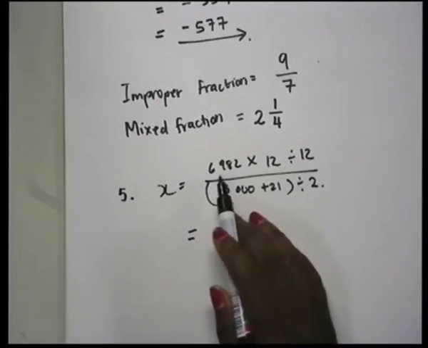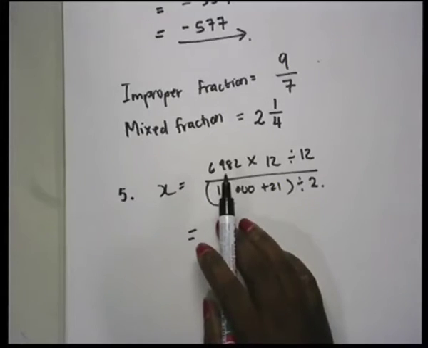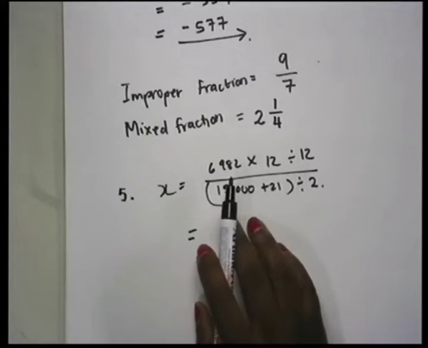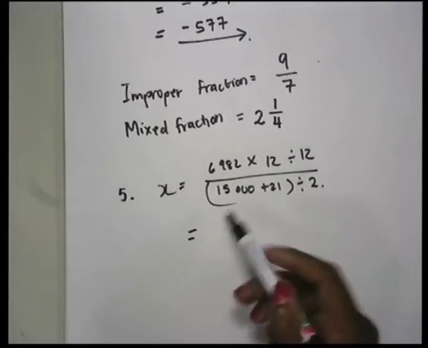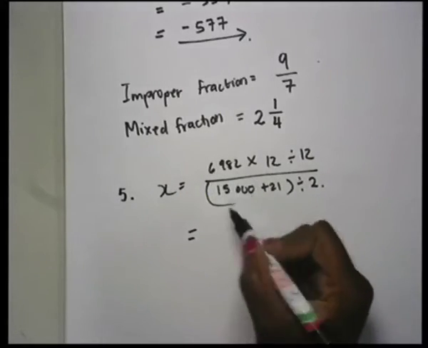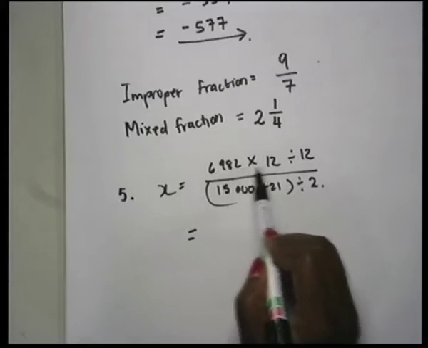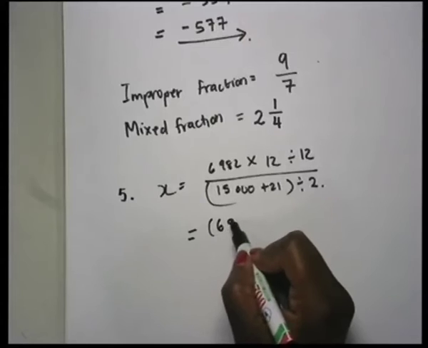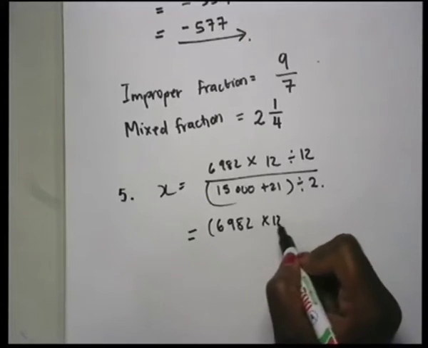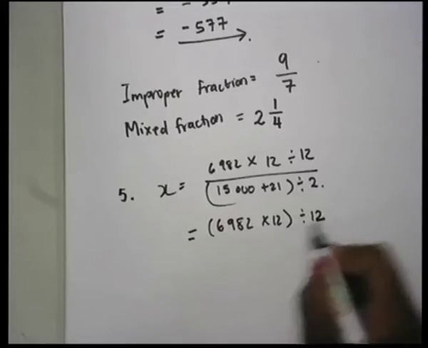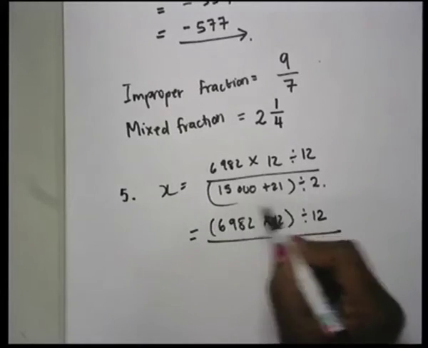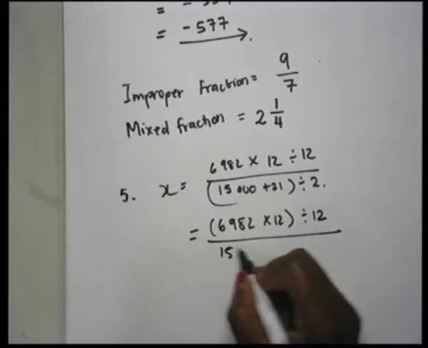it's always important to go back once again to the order of operations. So meaning that multiplication and division must be done from left to right. Looking at the numerator, we have 6,982 times 12. So we're going to put a bracket around 6,982 times 12, and then we're going to divide that by 12. And then we're going to say 15,000 plus 21. That's already in a bracket, so that needs to just be put together.